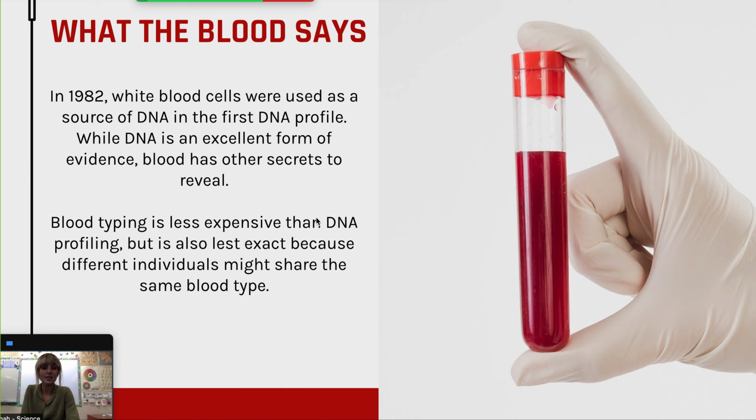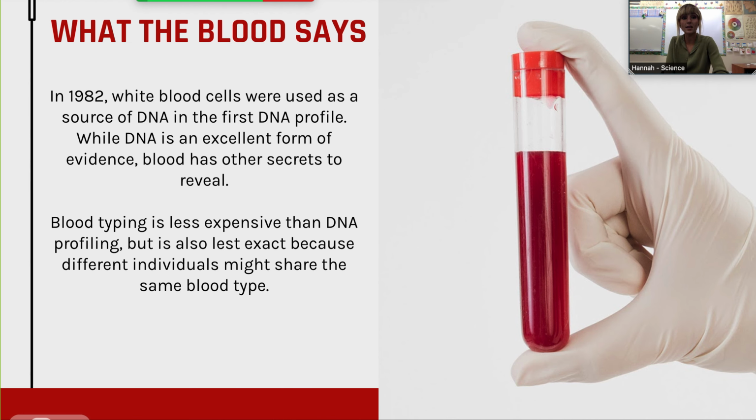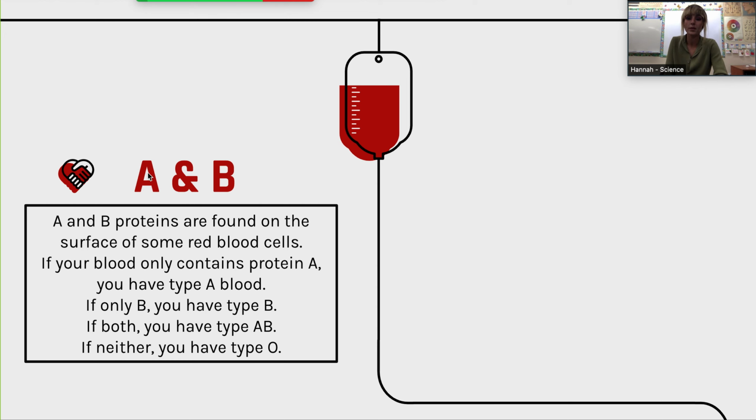So what does our blood say? Well, our blood is able to, like I said before, give us DNA from our white blood cells, and it also can tell us our blood type. Blood typing is less expensive than getting the DNA from somebody's white blood cells, but it also is less exact because different individuals might have the same blood type. So the science behind blood typing is really important, especially when we get into blood donations. So let's explore that a little bit.